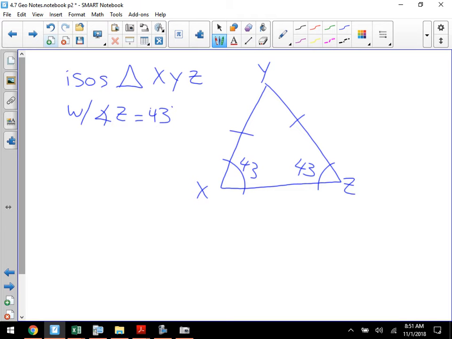Subtract from what? 180. Because there's how many total degrees in a triangle? 180. If you have 86 degrees there, how much is left? The sum of the angles inside of a triangle is always, always, always going to be 180 degrees. That doesn't change. Very good. We'll get more into that stuff.